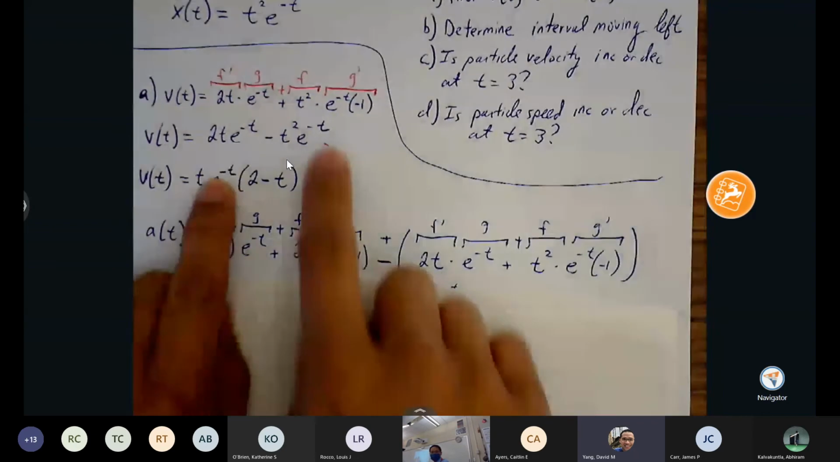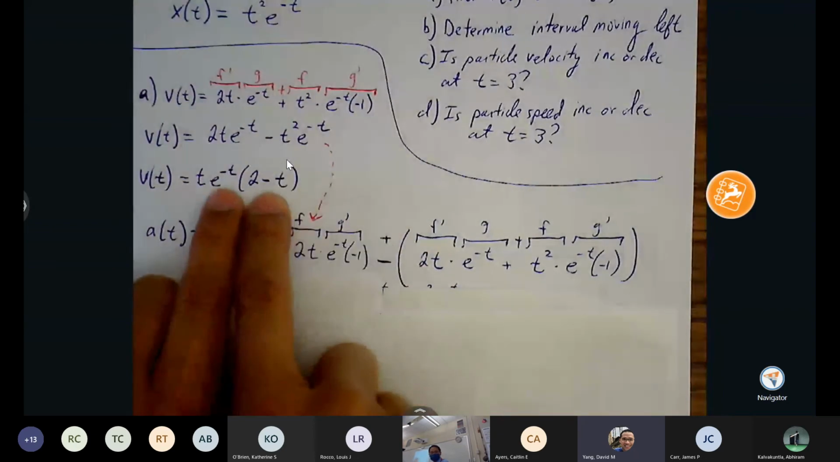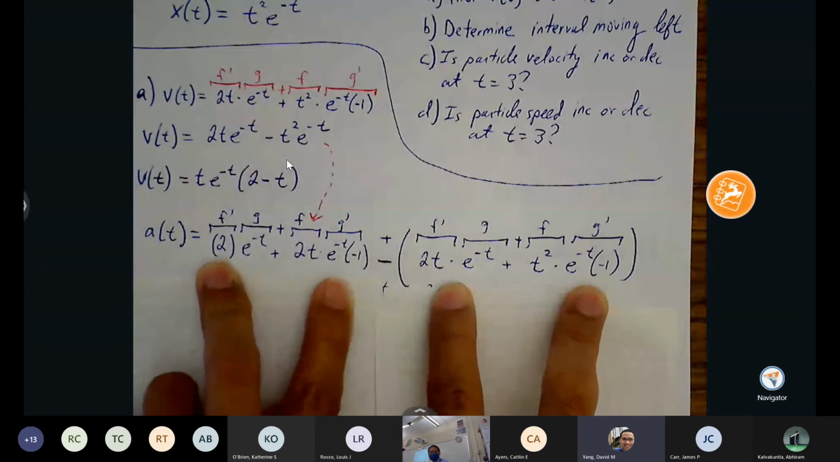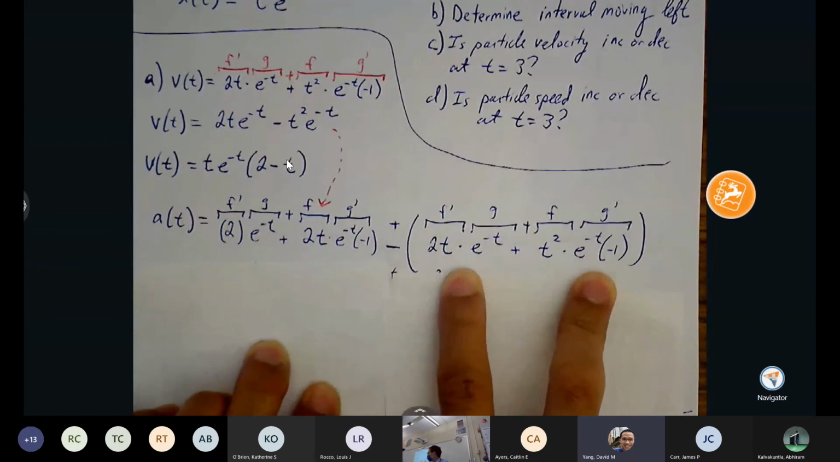Okay, so this is the factored form, so I'm going to skip that part. This is going to be useful when we're trying to create a velocity sign line. But here's my product rule here to get to my acceleration.